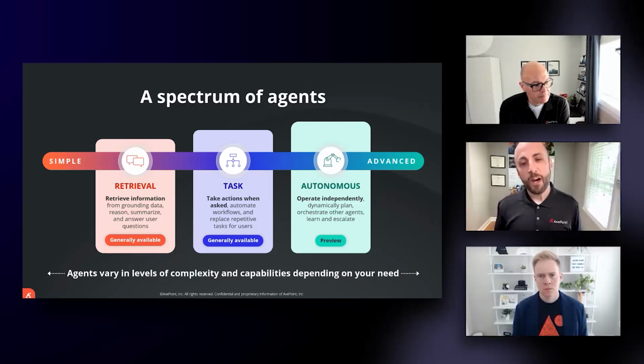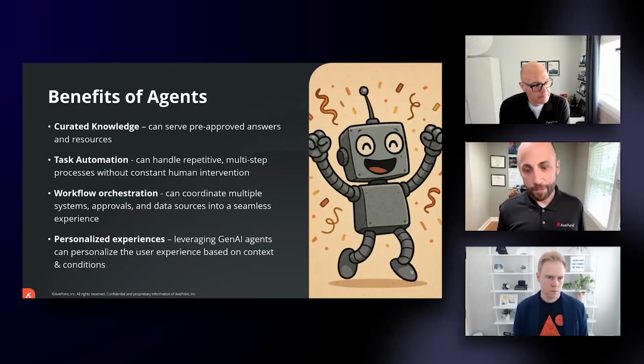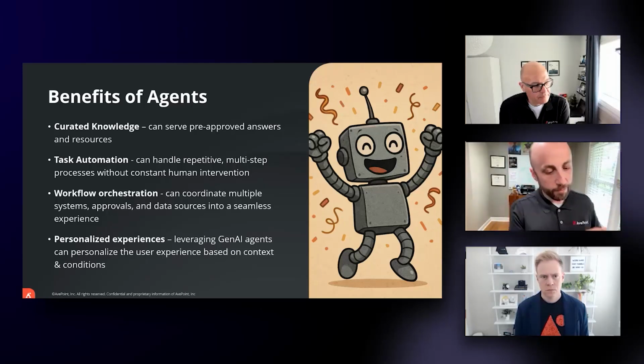So there's a whole spectrum, and the complexity of these agents also, if we can go to the next slide, helps to start to dictate some of the benefits. From a knowledge agent perspective, you get the benefit of asking an agent a very targeted question and getting a very accurate response. The benefit of a task automation agent is that it can handle repetitive tasks, multi-step processes, etc.